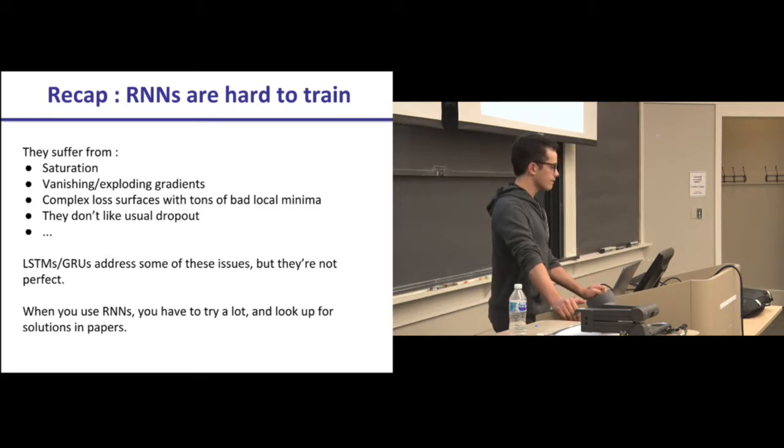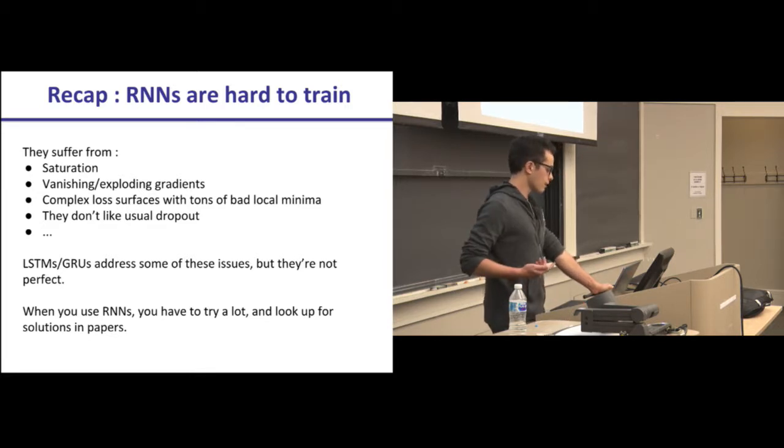Also, you might not know that yet, but dropout and RNN kind of don't work well together. You have to find tricks to make them work. So you know that LSTMs and GRUs are meant to solve some of these problems, for example the exploding gradient related issues. But I mean, it doesn't always work. So when you use RNNs, you have to try a lot of stuff, look online for solutions adapted to your particular problem, and think about it quite a lot.